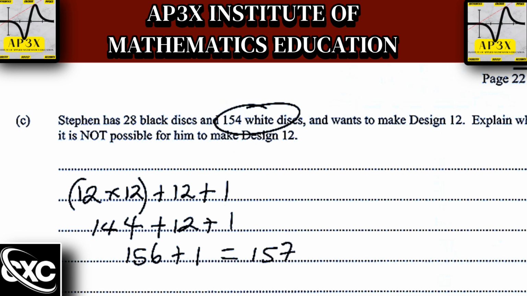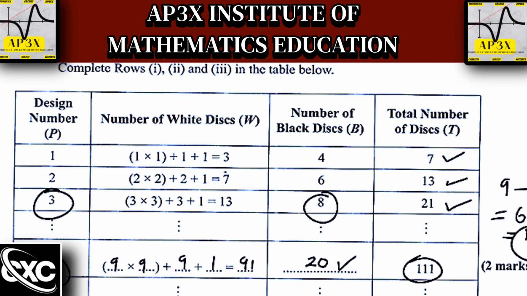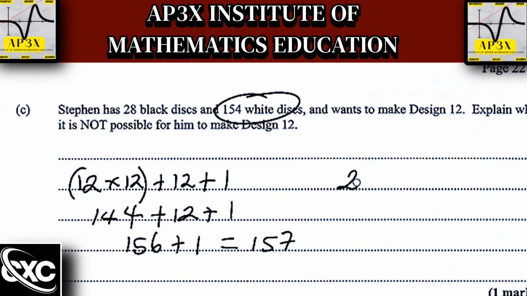If you also look at the formula for the number of black disks, you'll realize that the formula is 2n plus 2. So that's going to be 2 times 12 plus 2. 2 times 12 is 24, 24 plus 2 is 26, and he has 28. So he has a little bit more black disks than what is required for design 12, but he has fewer white disks. So he doesn't have enough white disks to make design 12.